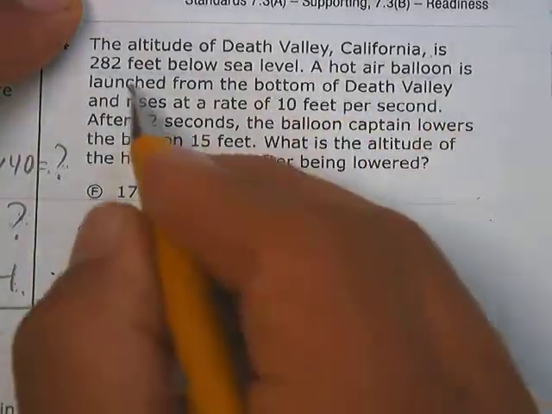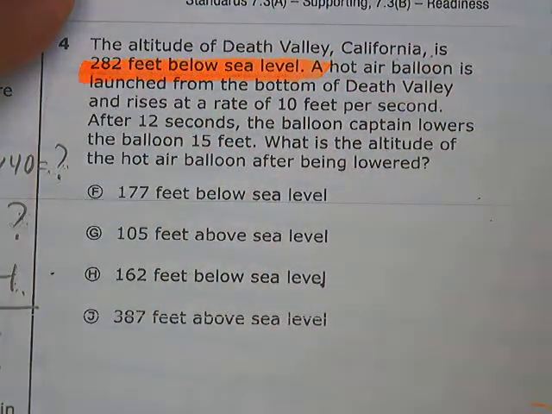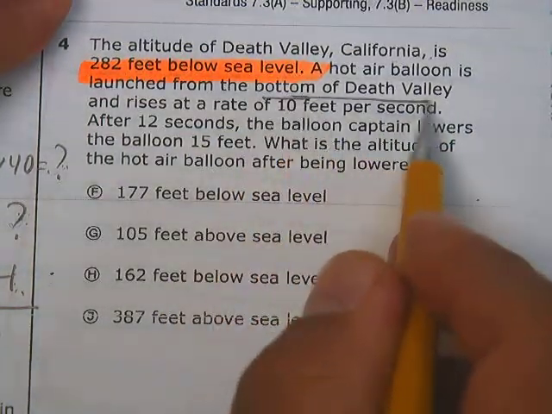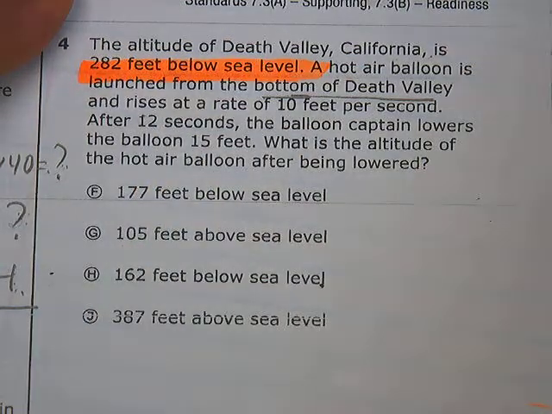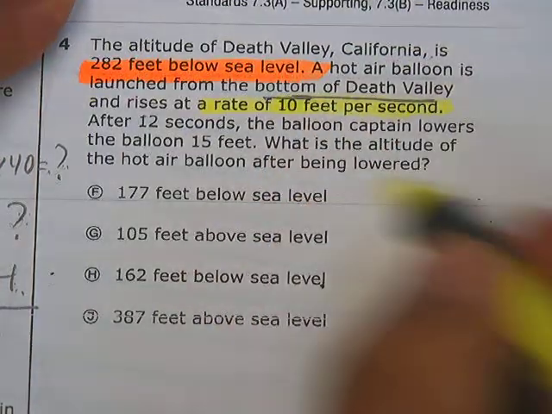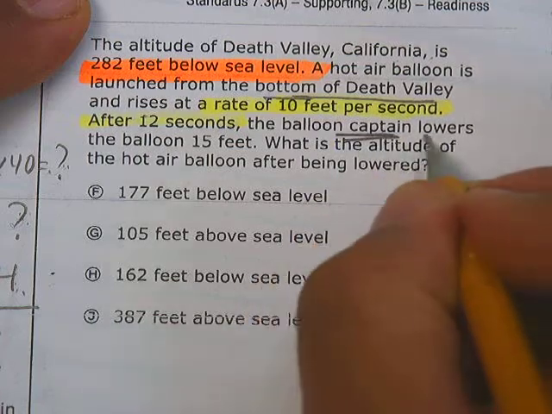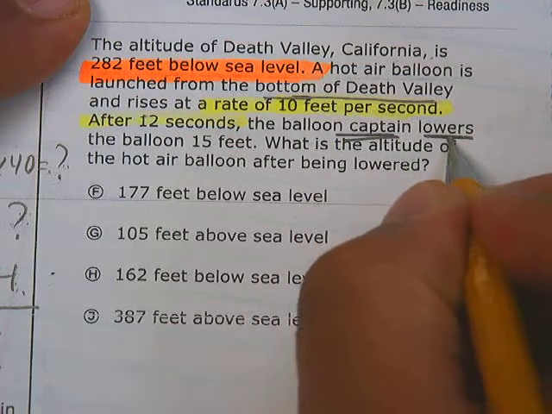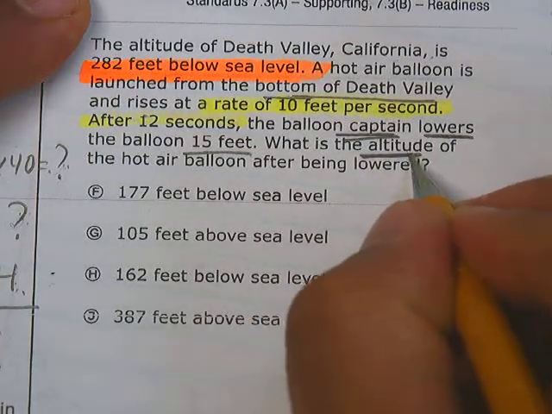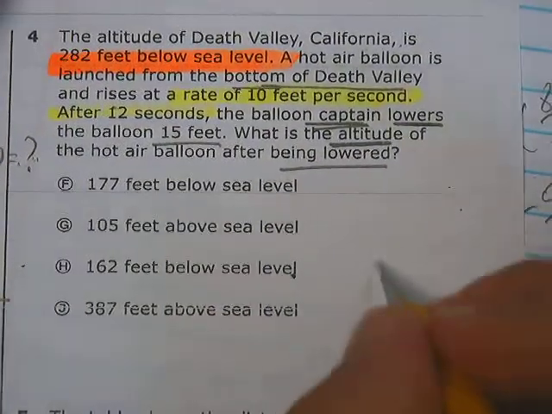Number 4 here. The altitude at Death Valley, California is 282 feet above sea level. So that's above. A hot air balloon is launched from the bottom of the Death Valley and rises at a rate of, the rate is 10 feet per second. After 12 seconds, the balloon captain lowers, that means going down, lowers the balloon 15 feet. What is the altitude of the hot air balloon after being lowered?